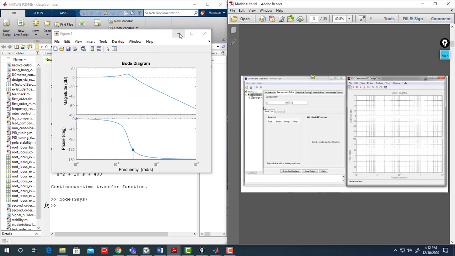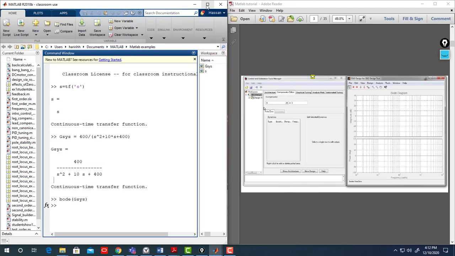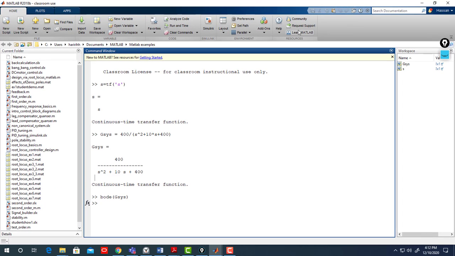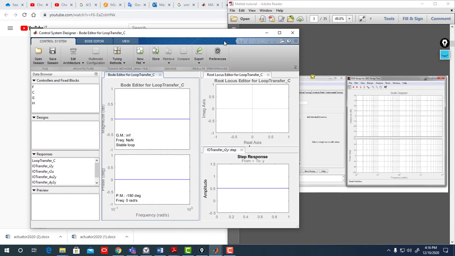Okay, it seems here they opened the control system designer app. So you go to your app. Okay, that's how it opened.